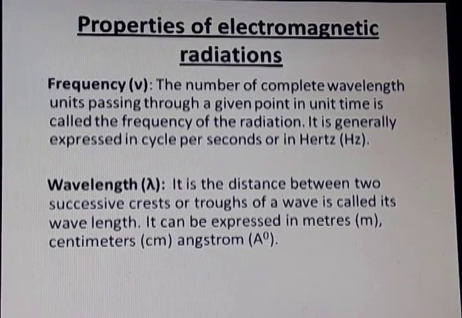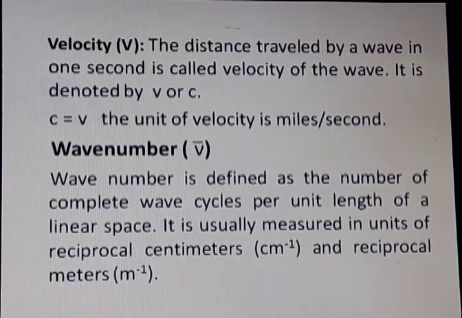Frequency. The number of complete wavelength unit passing through a given point in unit time is called frequency of radiation and it is generally expressed in cycle per second or hertz. Wavelength. It is the distance between two successive crests or troughs of a wave and called wavelength and it can be expressed in meters, centimeter and angstroms.